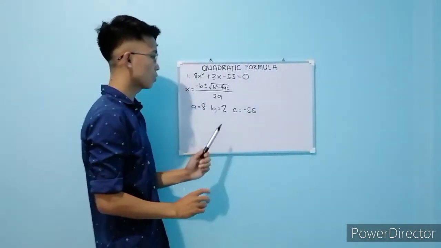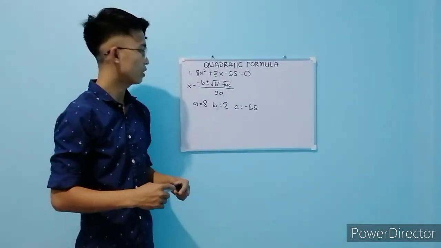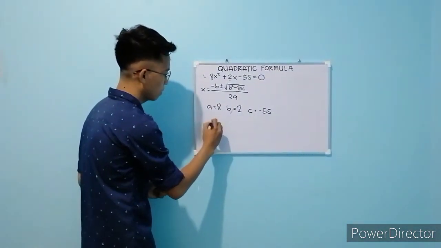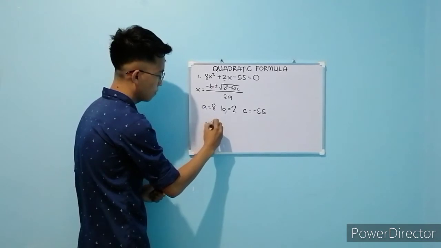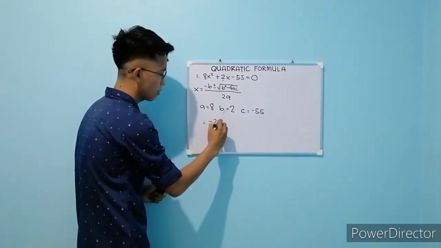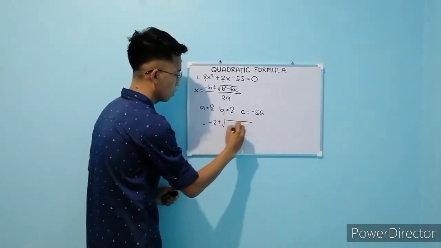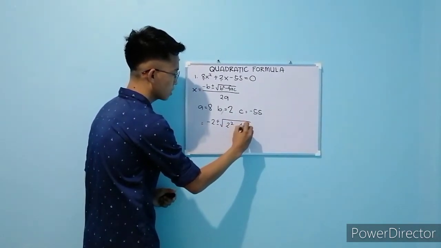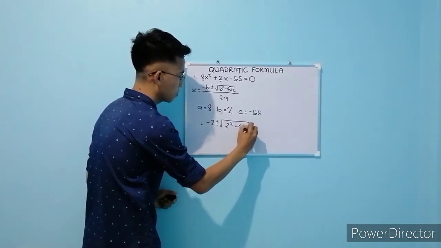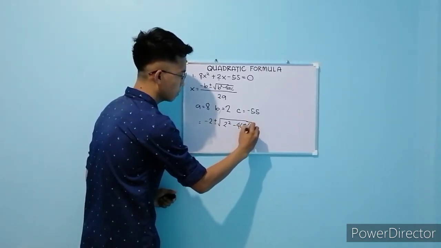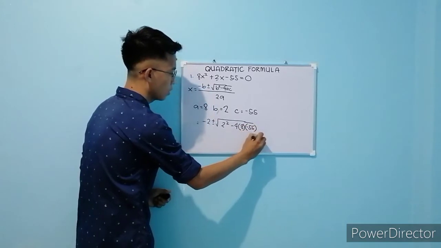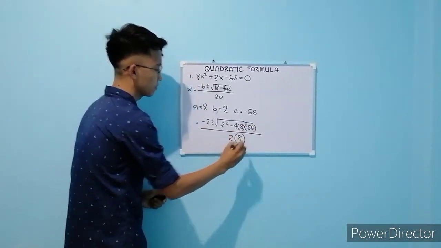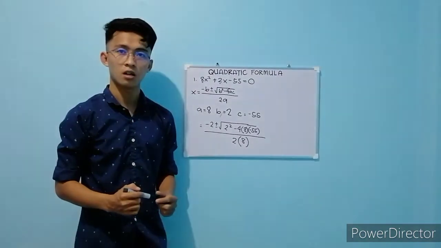Let's now substitute the given values to the quadratic formula we have. So substituting, we have negative 2 plus or minus the square root of 2 squared minus 4 times A. What is A? That is 8 times, what is C? That is negative 55, over 2 times 8. So that would be our substitution.